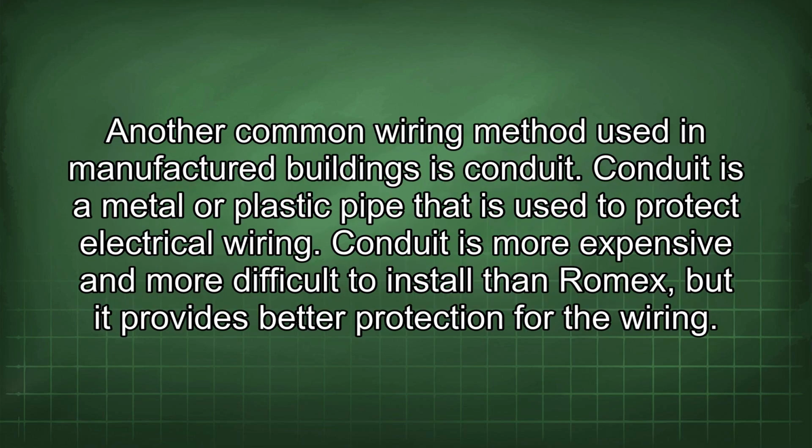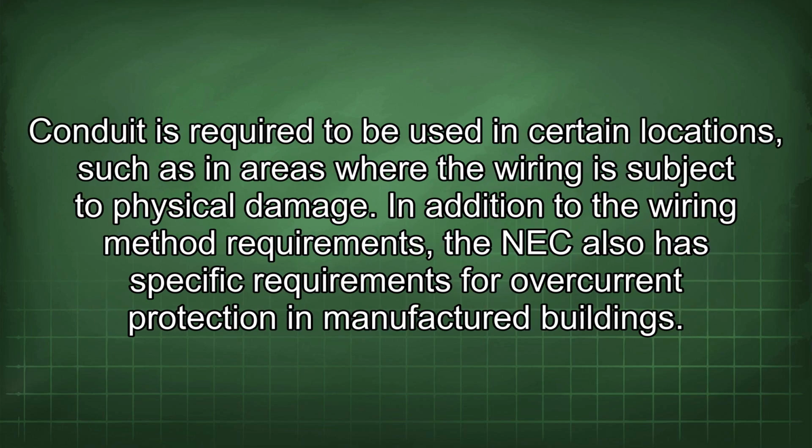Another common wiring method used in manufactured buildings is conduit. Conduit is a metal or plastic pipe that is used to protect electrical wiring. Conduit is more expensive and more difficult to install than Romex, but it provides better protection for the wiring. Conduit is required to be used in certain locations, such as in areas where the wiring is subject to physical damage.